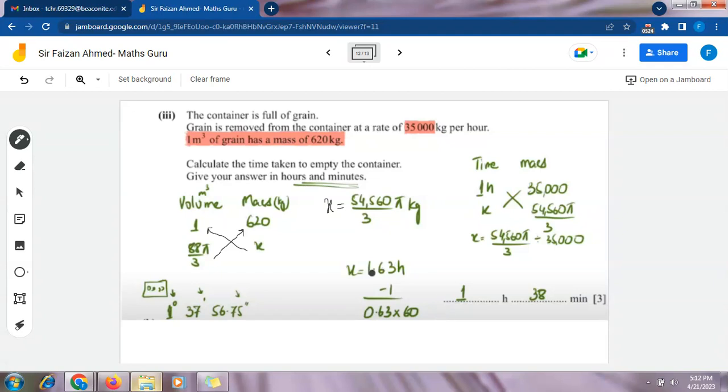This is very easy. You can also use this method as well. Both are very simple. In this method, you write the hour in the hour column, and then you convert this 0.63 hours into minutes by multiplying it with 60. 0.63 multiplied by 60 will give you 38. So our final answer is 1 hour and 38 minutes.